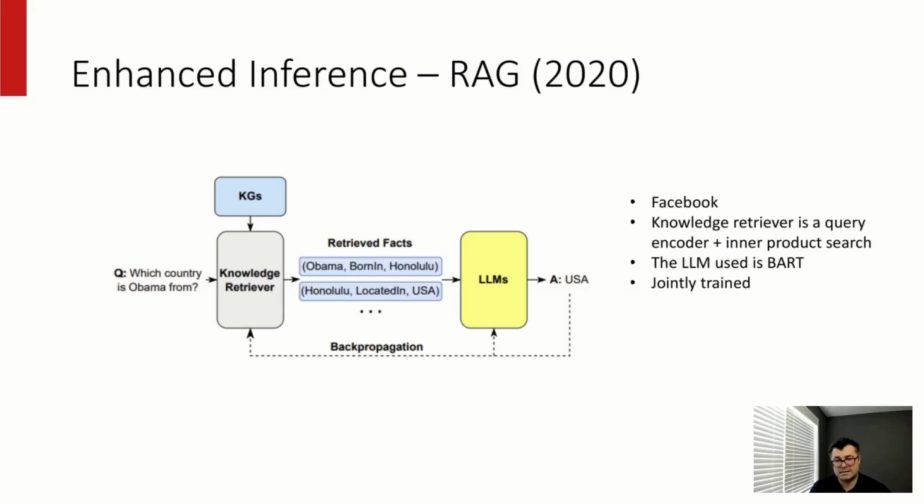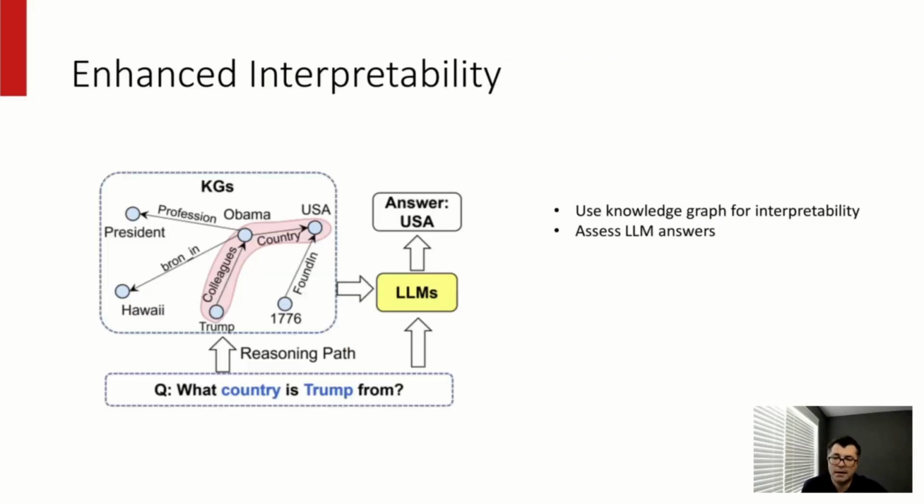But what this does is it actually combines the language model with this query retrieval and does backpropagation jointly, meaning it's jointly learning how to do those things. So that's what makes this different from what LangChain does. So it's just one more example for enhanced inference.